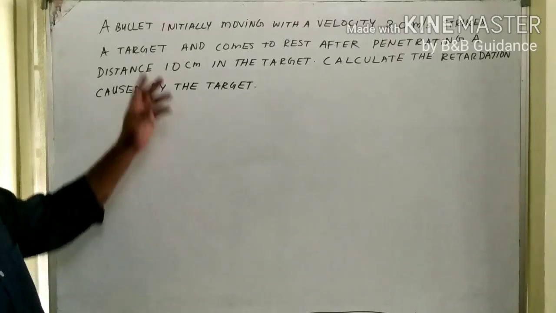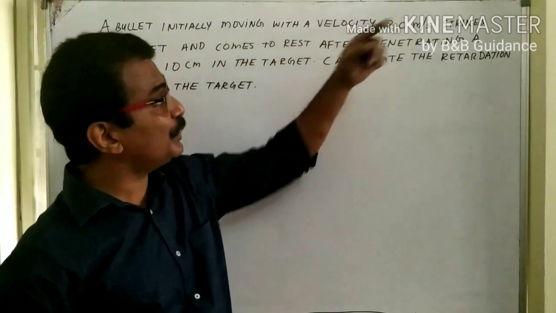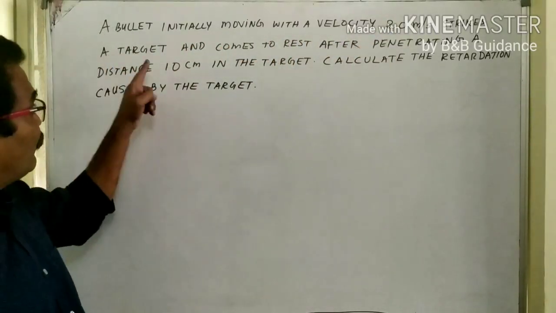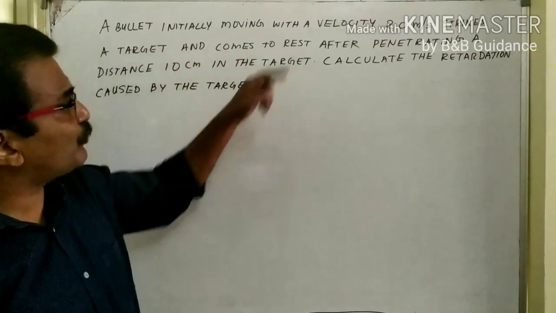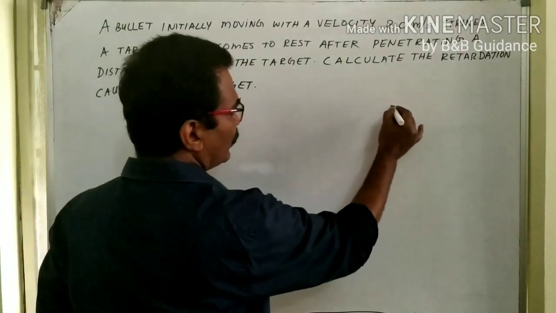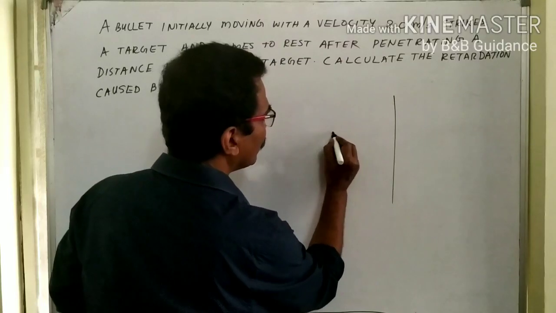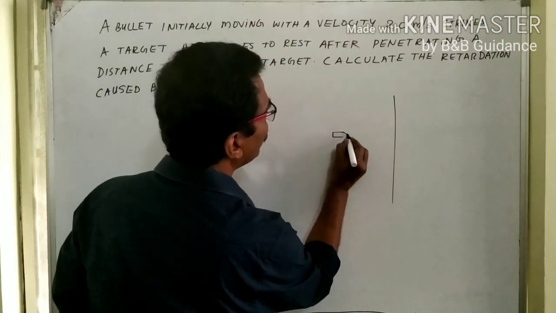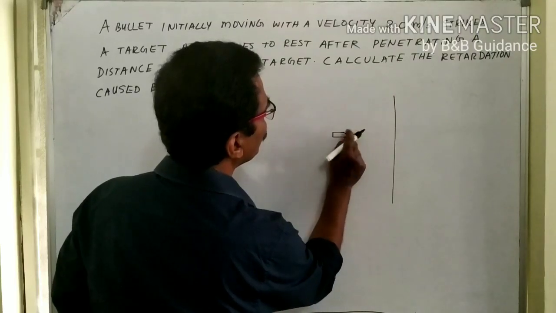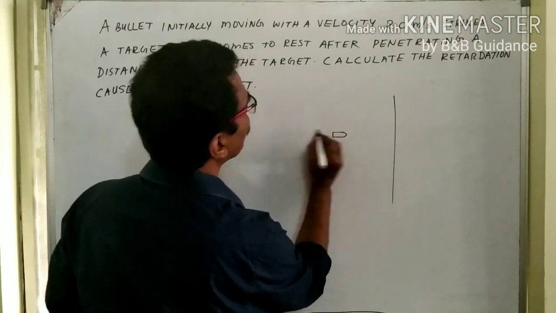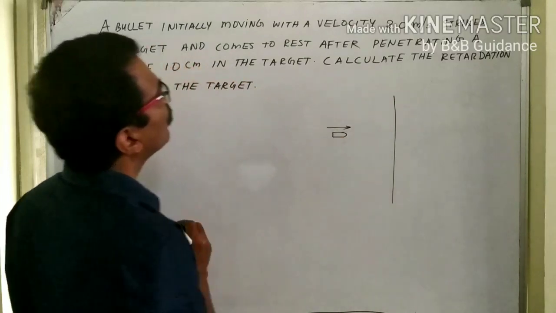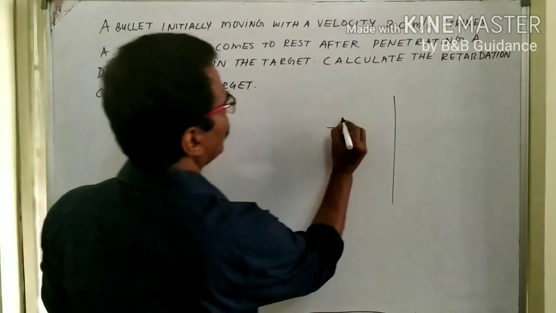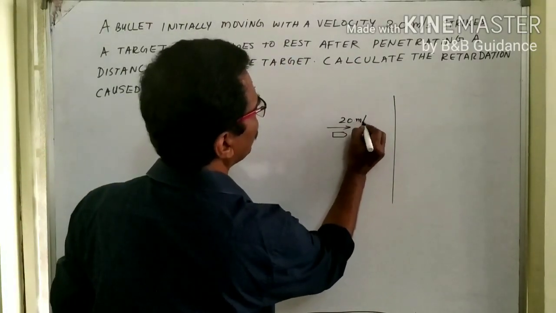A bullet initially moving with a velocity of 20 meter per second strikes a target and comes to rest. Their statement is like this. One bullet is there. What was the initial velocity? It moves with a velocity of 20 meter per second.